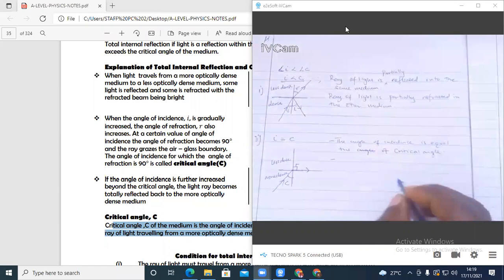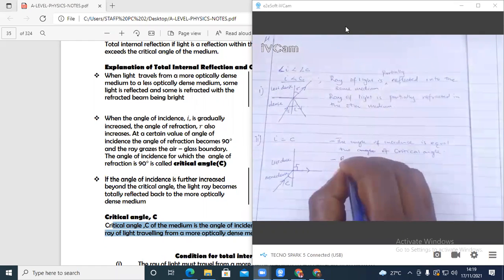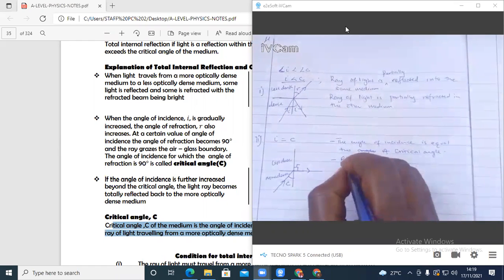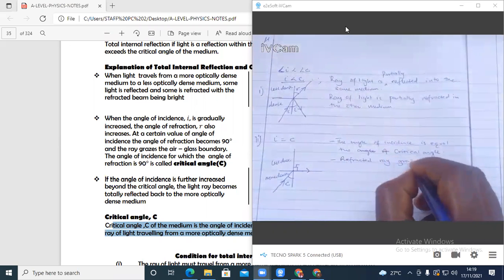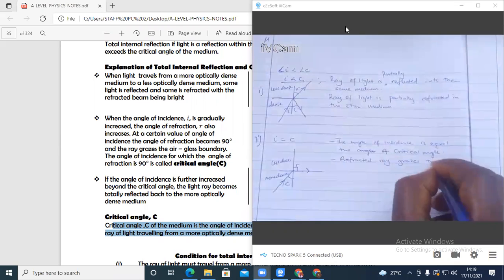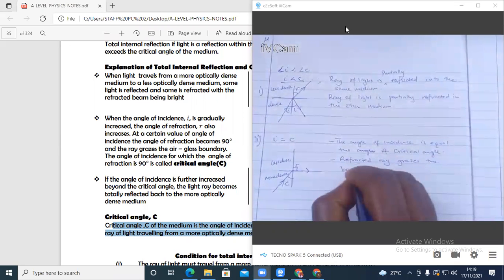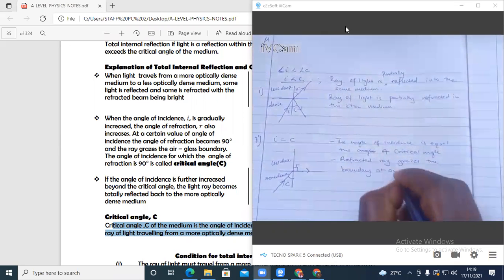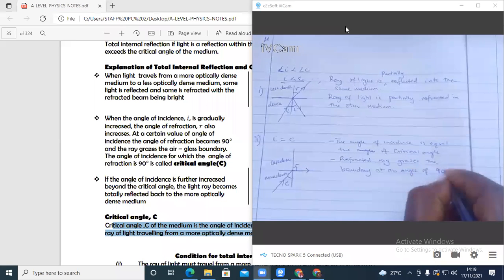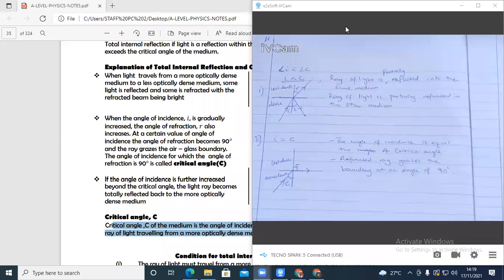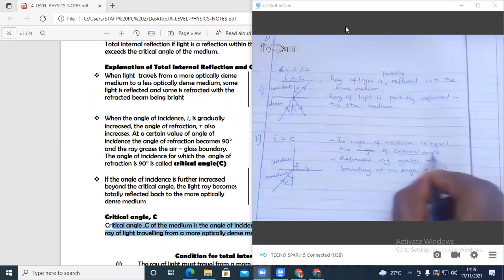And there we say that the angle of refraction, or that we can say that the refracted ray grazes the boundary at an angle of 90 degrees. The refracted ray grazes the boundary at an angle of 90 degrees. Then the angle of incidence is what we call the critical angle.